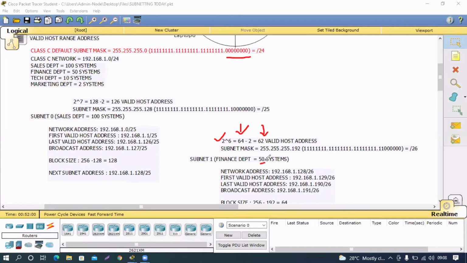So how many IP addresses are getting wasted? The wasted IP addresses will be 12. 12, right?